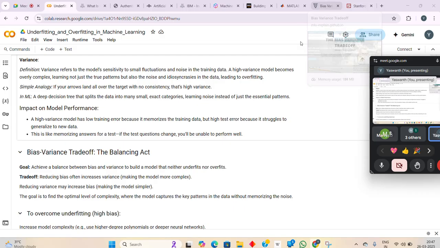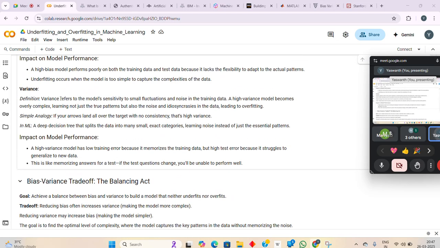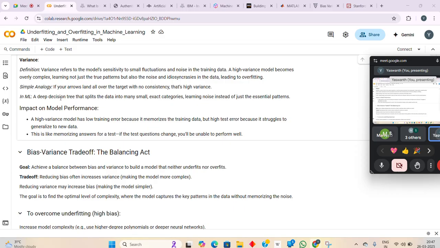And variance, I just told you, generally impacts the error rate on the testing side. But here variance refers to the model's sensitivity to fluctuation and noise in the training data. A high variance means the model becomes overly complex, learning not just the true patterns but also the noise and idiosyncrasies in the data, leading to overfitting.